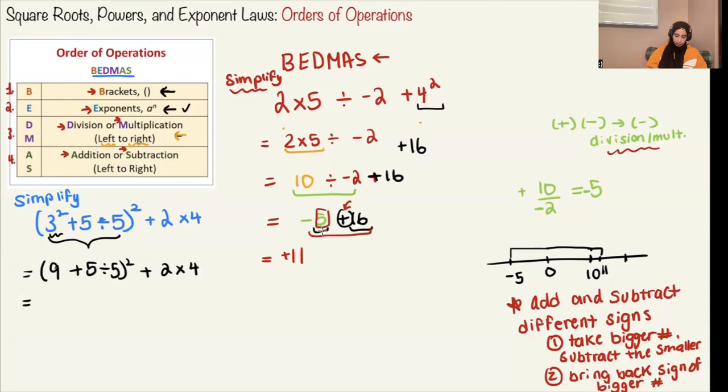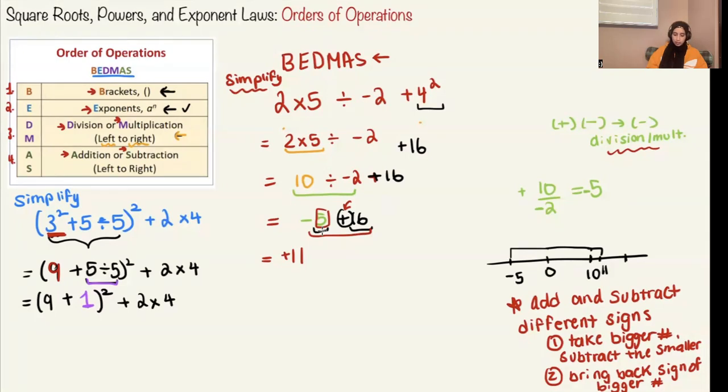Okay. And then what's next is to do the division inside the bracket. We're still trying to simplify inside the bracket. So then we're going to have 9, let's color code this, let's do this first. So we're going to have 9 plus 5 divided by 5. What's 5 divided by 5? Well, that's just 1. 5 goes into 5 once. And so we close this bracket, squared plus 2 times 4.